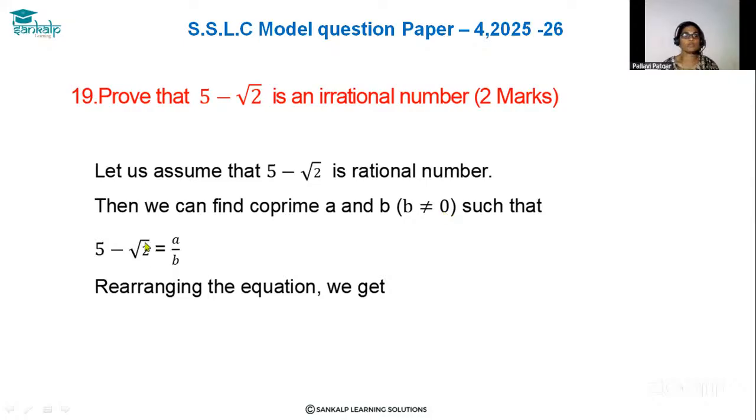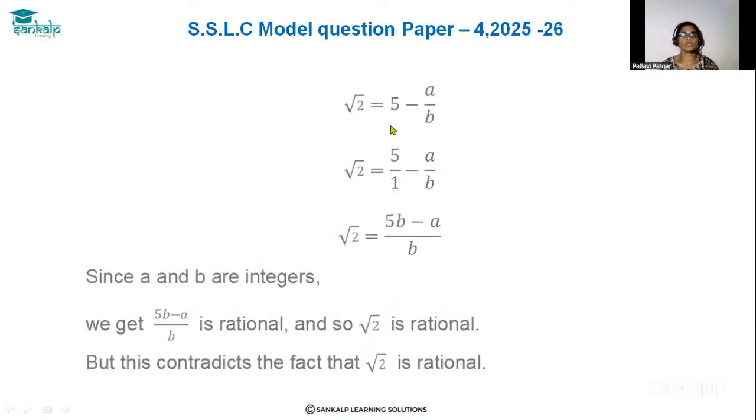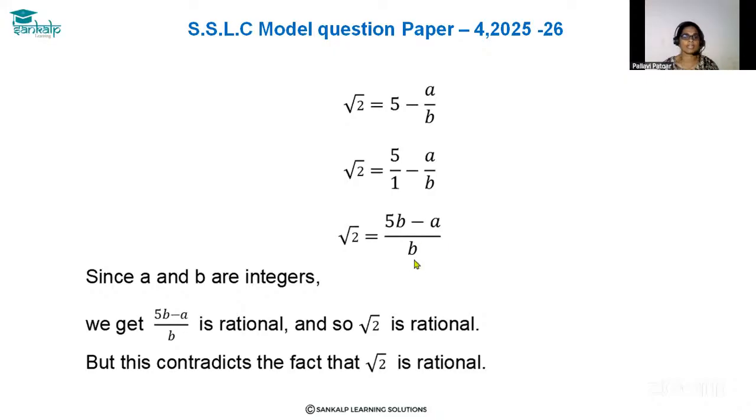So 5 minus root 2 is equal to a by b. Rearrange the equation. So we get root 2 is equal to 5 minus a by b. So root 2 is equal to 5 by 1 minus a by b. So root 2 is equal to, on taking the LCM of 1 and b, which is b, 5b minus a divided by b.